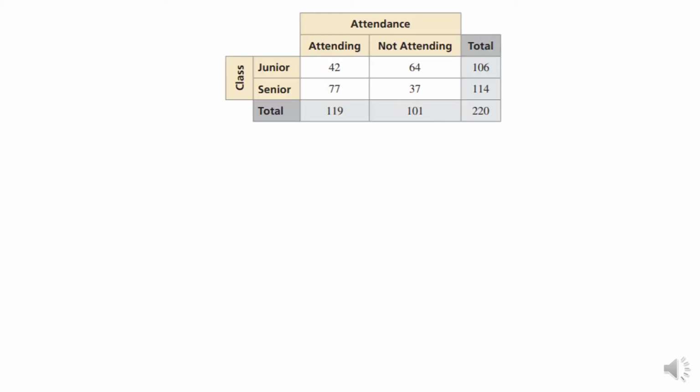Okay, so we're going to talk in this one about how to create the marginal frequency table, okay? So finding the joint and marginal relative frequencies. So the first thing we could do is this one would be 42 over 220. And we would reduce that and find the percentage. Okay, so here is what it would look like.